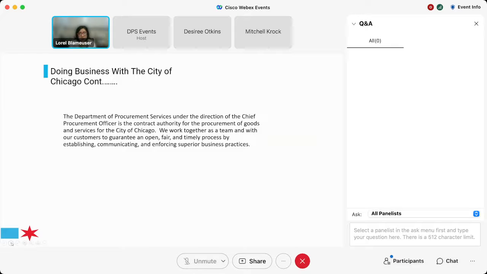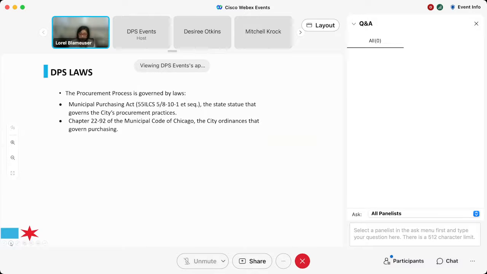The procurement of services is governed by laws. The Municipal Code Act, which is the state statute that governs the city's procurement practices, and Chapter 2-92 of the Municipal Code of Chicago, the city ordinance that governs purchasing. Next slide. Next slide, please, Jackie.